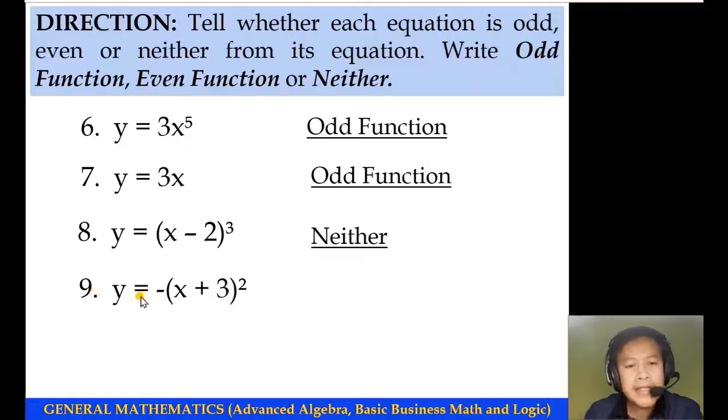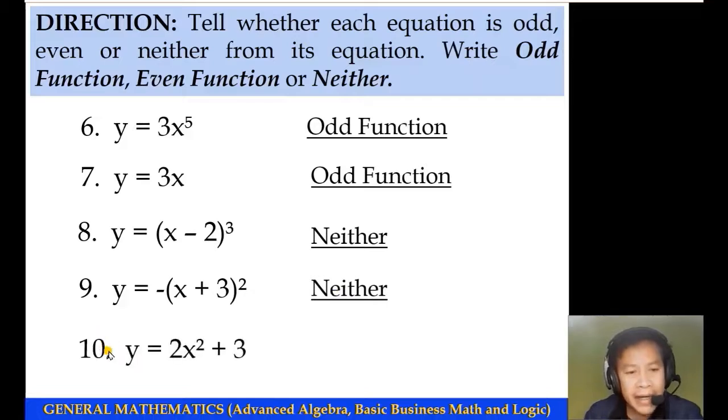Number 9, y is equal to negative quantity x plus 3 quantity squared. And this is a parabola opening downward and the vertex is along the x-axis. Since the vertex is along the x-axis, the parabola is never symmetric with respect to the y-axis. Therefore, this is never classified as an even function, especially never as an odd function, because the degree of the polynomial function, or the quadratic function, is 2. Therefore, our answer here is neither.